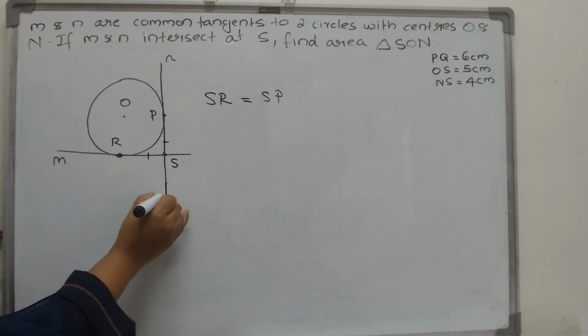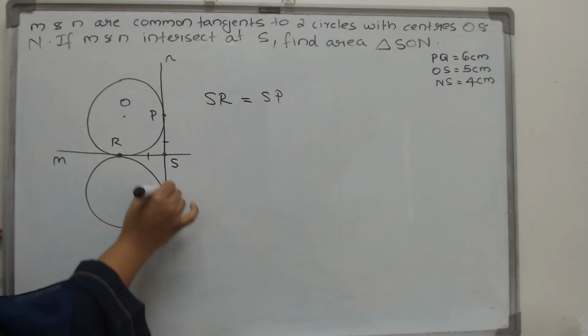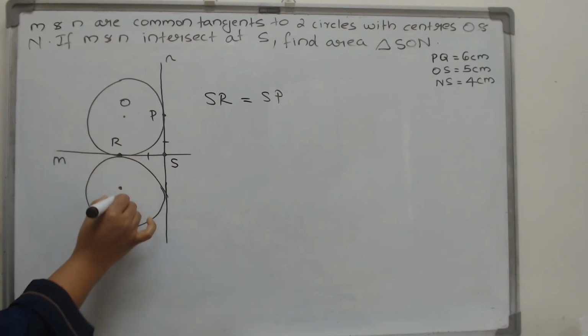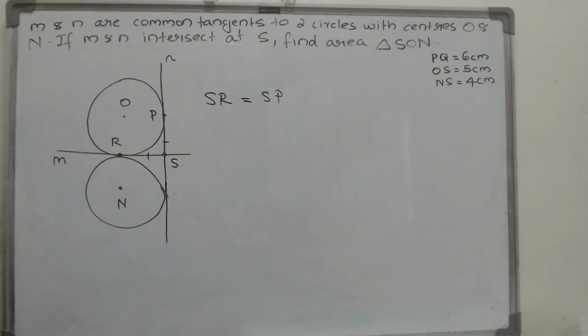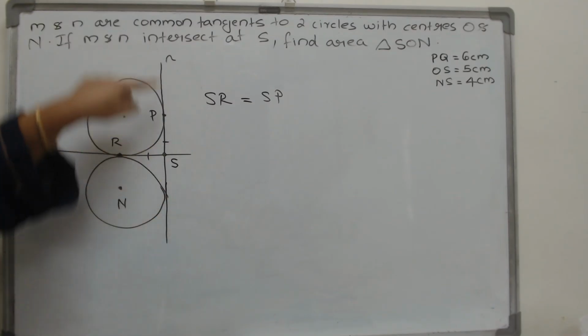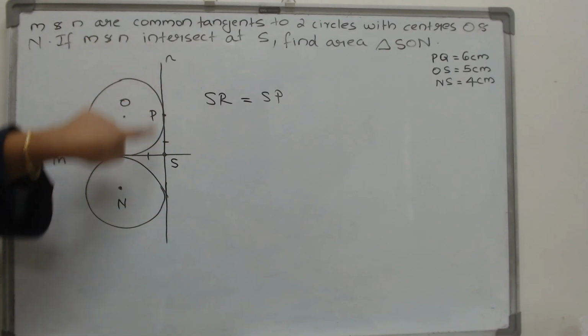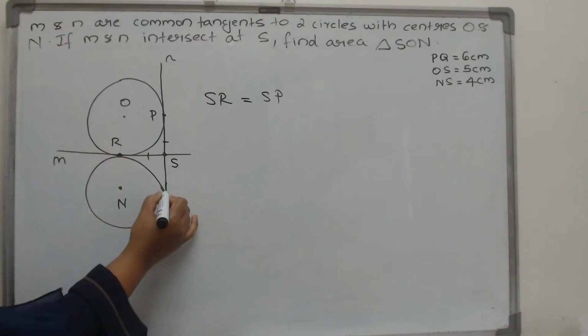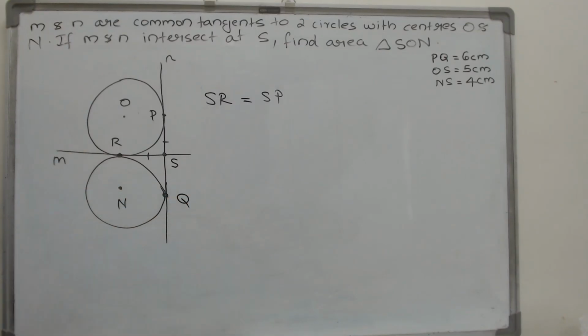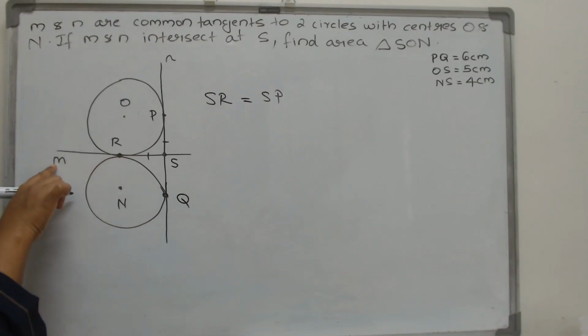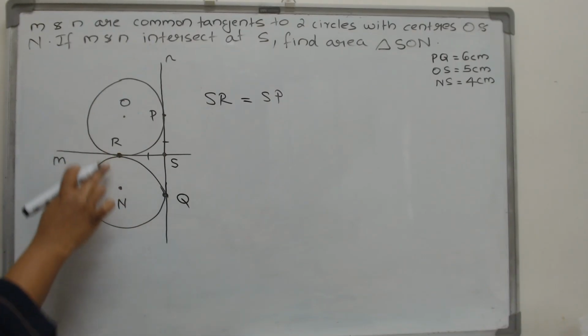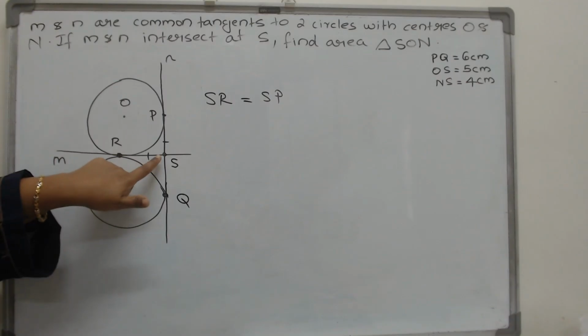Now let us put the second circle in its place here. Its center was at the point N and it also had a point of contact with the tangent N. It is a common tangent. So it meets here at the point Q and the point of contact with M is the same. It is R. So now what do you notice?